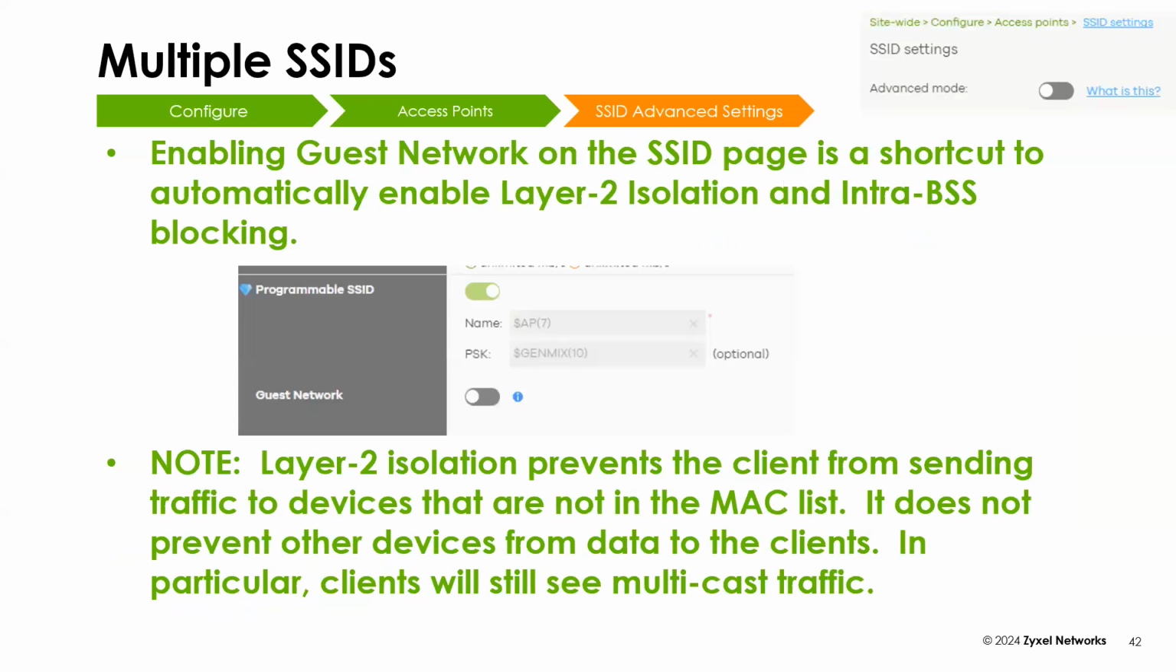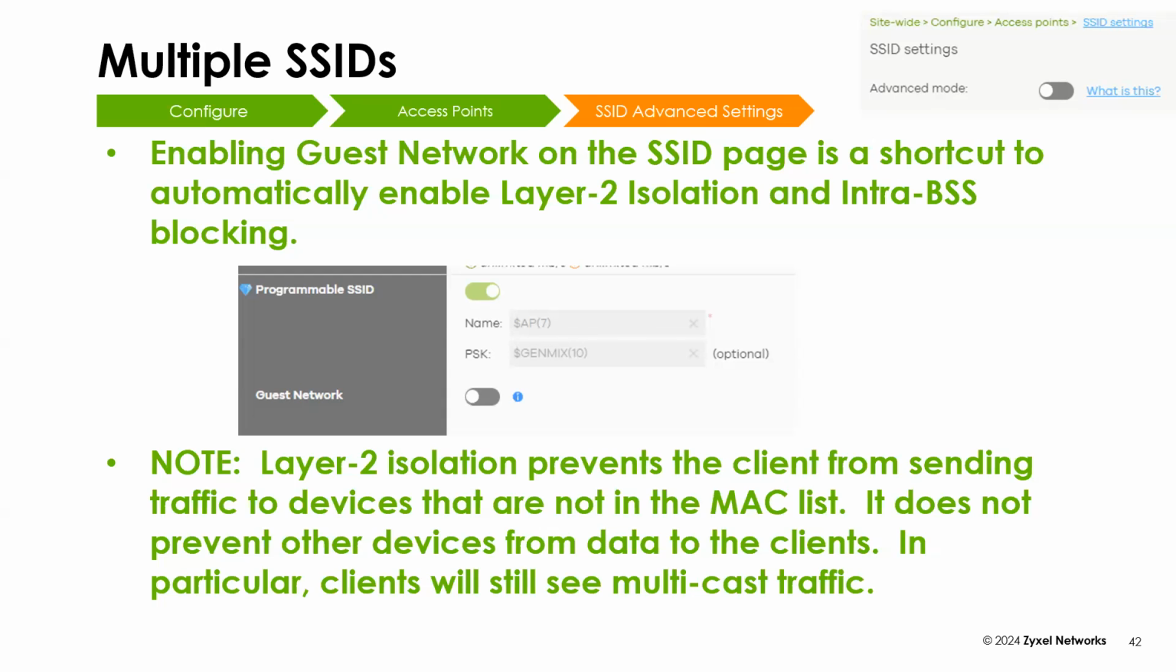Now we have a toggle here, which makes this easy. When you're creating a new SSID, there is a toggle that just says guest network. You hit that toggle, it will automatically enable layer 2 isolation. It will also enable intra BSS blocking. So wireless users will not be able to send data to other wireless users, or at least targeted data at other wireless users, and they will not be able to send data to anything except for whitelisted MAC addresses on the local area network.